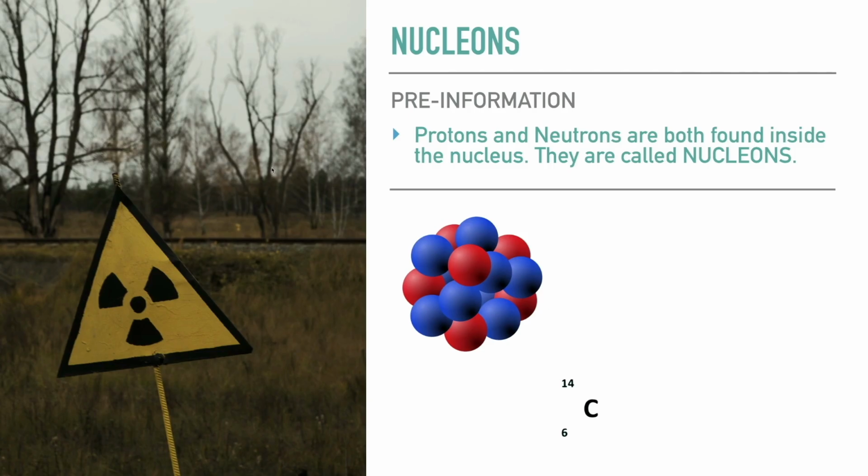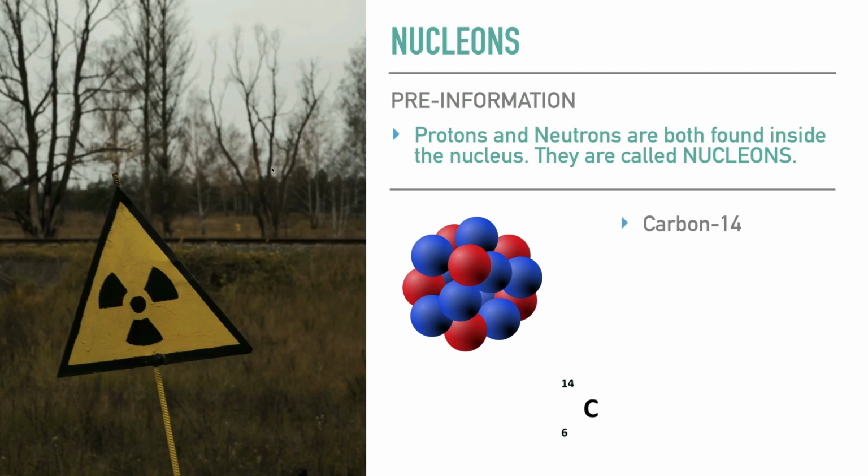Protons and neutrons are both found inside the nucleus. And you can see my very basic diagram of a nucleus below. Let's say the protons are red and the neutrons are blue. They're both found inside the nucleus, and I hope we all agree on that. As a collective term, we call them nucleons. So a proton is a nucleon and a neutron is a nucleon. Basically, anything that's found inside a nucleus is a nucleon.